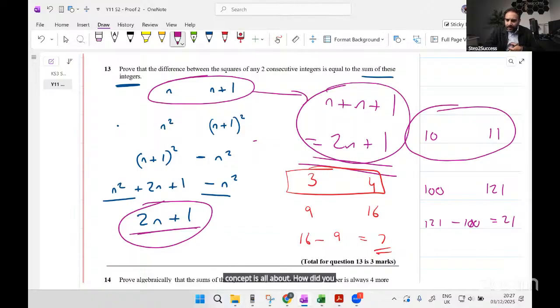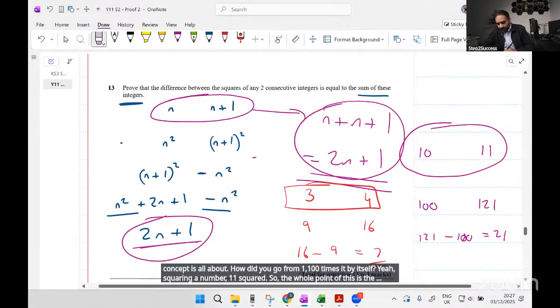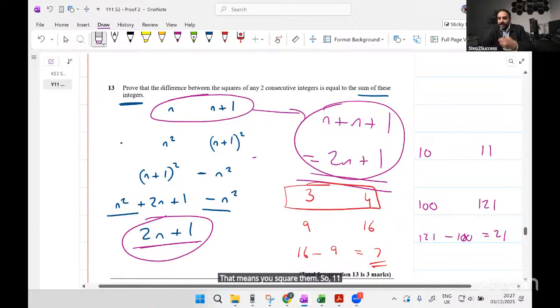How did you go from 11 to 100? You times it by itself. Yeah, squaring a number, 11 squared. So the whole point of this is the squares. That means you square them. So 11 times 11, you times them by itself.